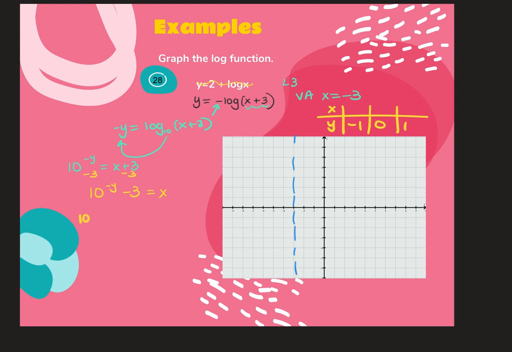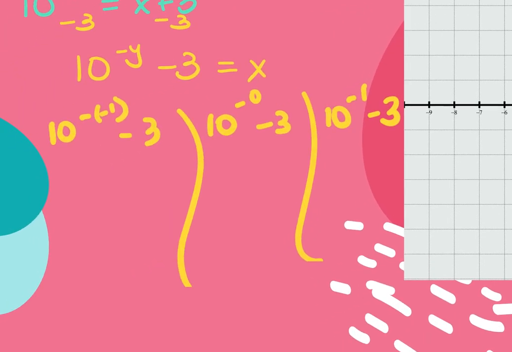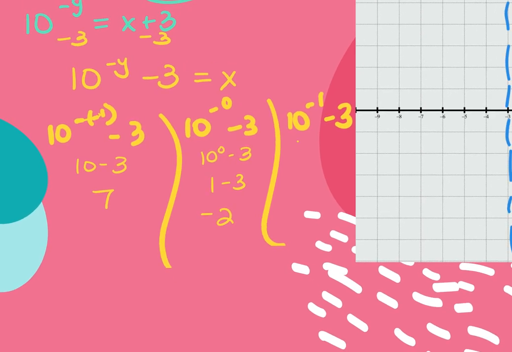So 10 to the -1 minus 3. 10 to the -0 minus 3. And 10 to the -1 minus 3. So the double negative makes this a +1. That's 10 minus 3, which is 7. 10 to the -0 is still 10 to the 0, which is 1 minus 3. That's -2. And 10 to the -1 would be 1/10 minus 3, -2 and 9/10.